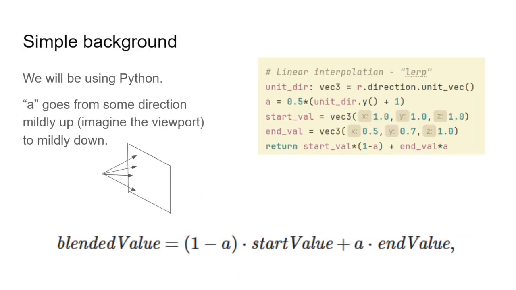And obviously this interpolation formula makes sense because if you're looking completely in one direction, completely at the end, a is 1, then you're going to get the end value, because 1 times the end value. And if you're completely at the beginning, you're just going to get the start value. But we're never going to get this start value, because we're not looking up or down completely.